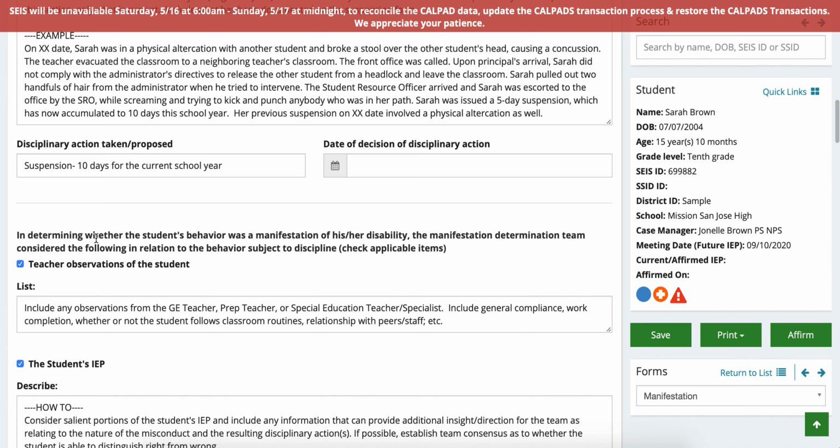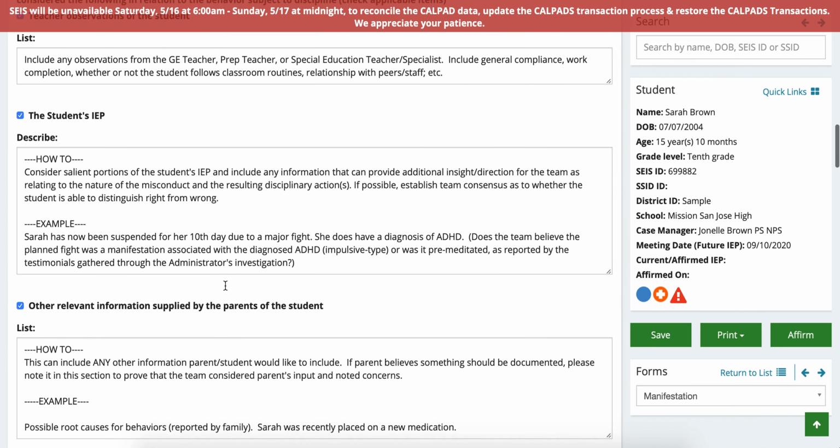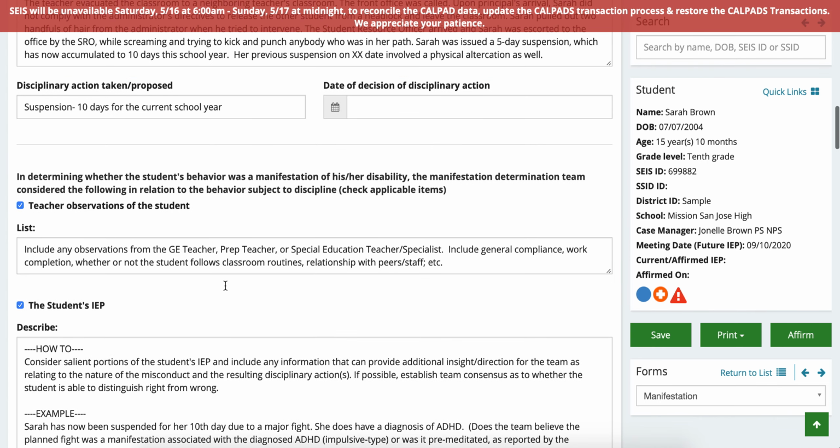And here, in determining whether the student's behavior was a manifestation of his or her disability, the manifestation determination team considered the following in relation to the behavior subject to discipline. And you're going to check all applicable items. So you don't have to check all of them, just the ones that are applicable. Teacher observations of the student. You're going to want to include observations from the general education teacher, prep teachers, special ed teachers, and or specialists.